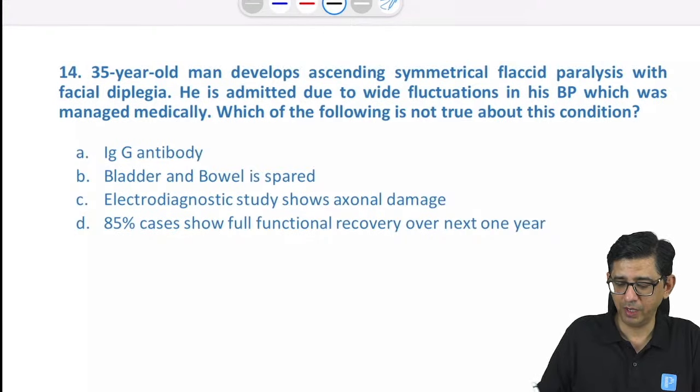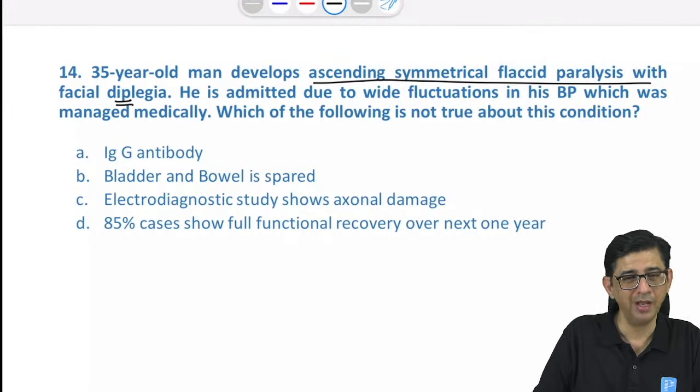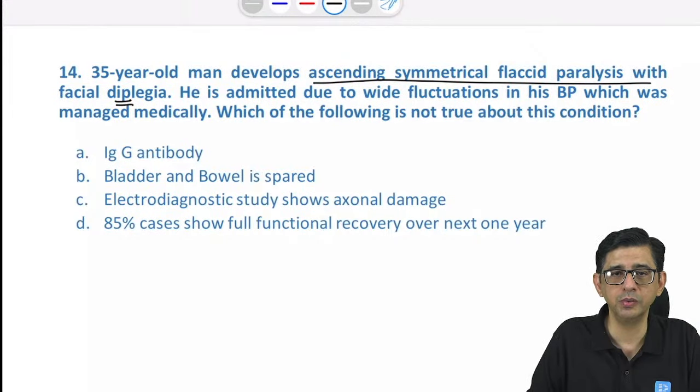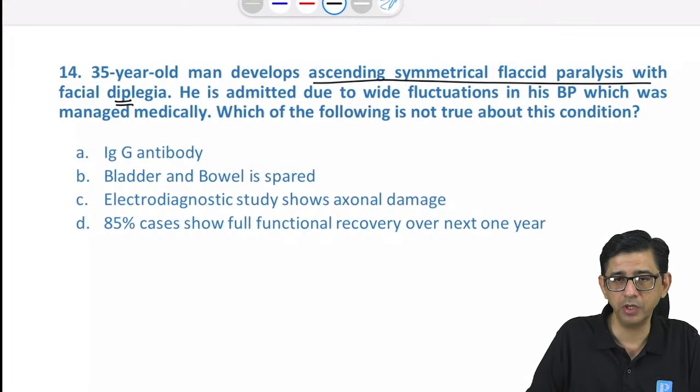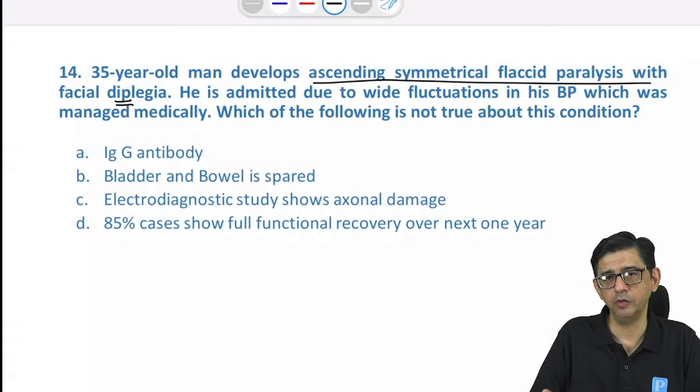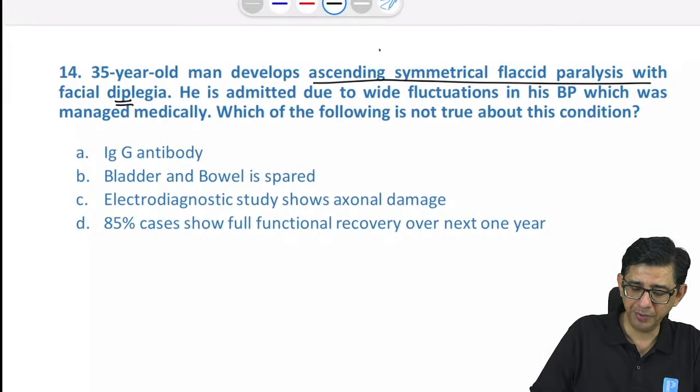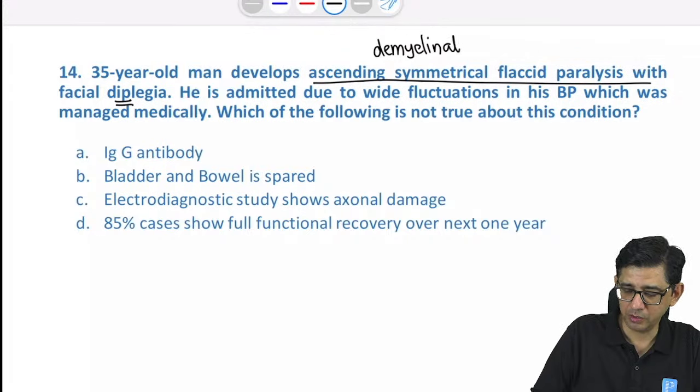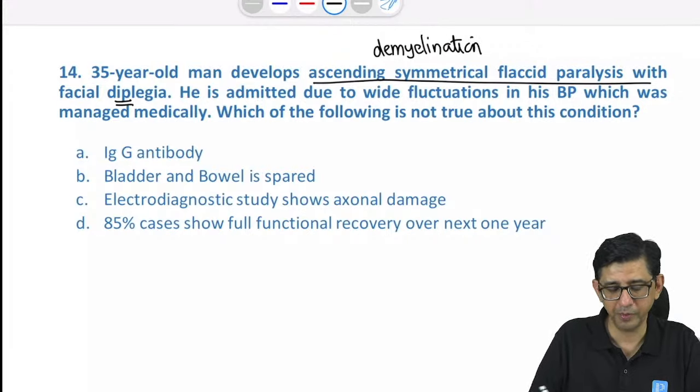A 35-year-old man is having ascending symmetrical flaccid paralysis. So that's the standard opening line for Guillain-Barré syndrome with facial diplegia. So he's describing that 7th nerve palsy in the chap also. And then there are wide fluctuations in the BP because neurogenic shock as manifestations can occur. Labile hypertension is a manifestation of Guillain-Barré syndrome where there's going to be demyelination in the thoracic spine. And that can cause wide fluctuations in the blood pressure.